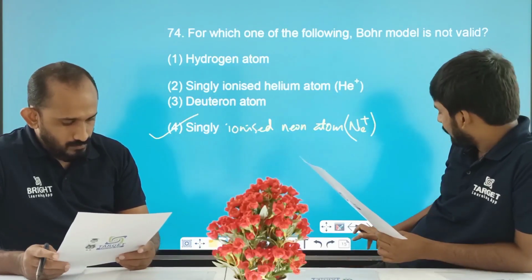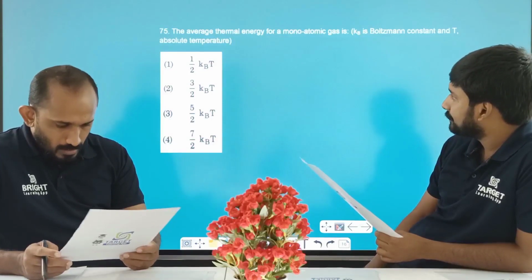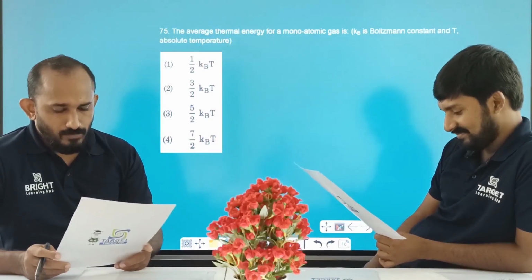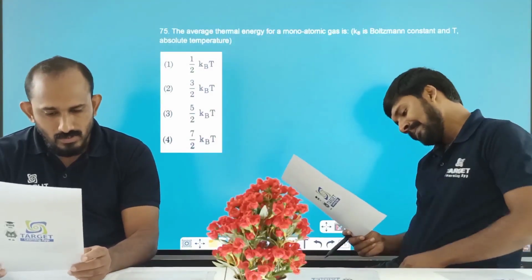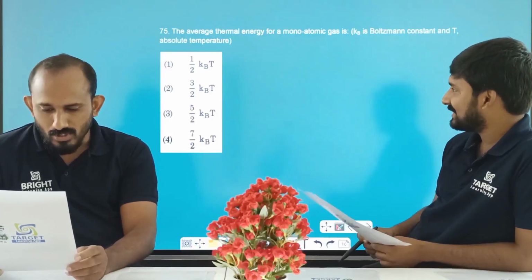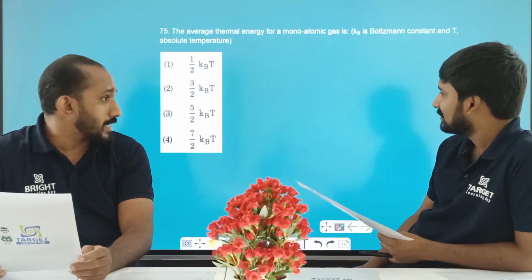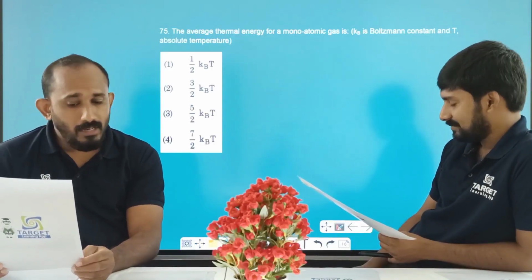We can move to the next one, sir. 75th question. The average thermal energy for a monoatomic gas is... So kB is the Boltzmann constant, T is the absolute temperature. A direct expression is asked here. That's from kinetic theory, sir.